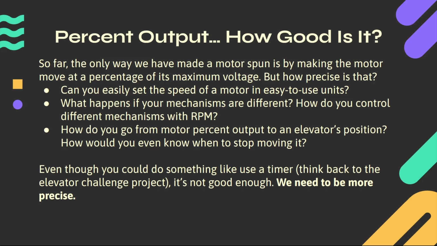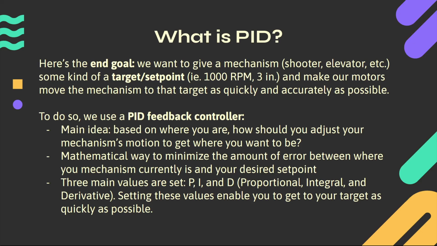A good example of that is an arm. So we need to somehow be more precise with our ability to command a specific velocity for a motor and a specific position for a motor. That's where we get into the concept of PID.